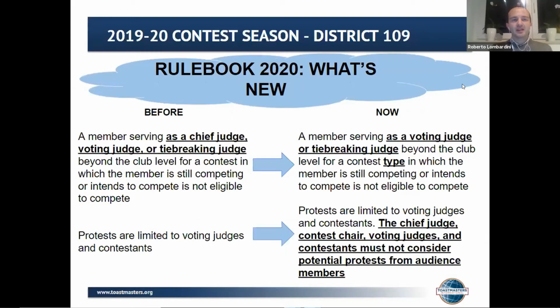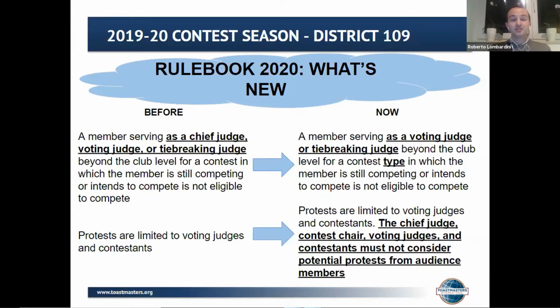And afterwards, we can see that a rule that I mentioned before, also being a chief judge in the same contest type, was forbidden. Now, if you are competing in a contest, you can be a chief judge in the same contest type in a different area or division. The reason is that the chief judge doesn't vote unless he is the tie-breaking judge, but in this case you can't be. So this is something that has been changed from last year.